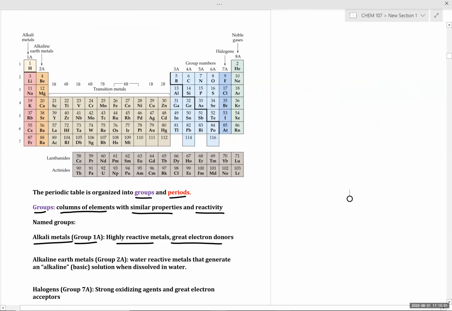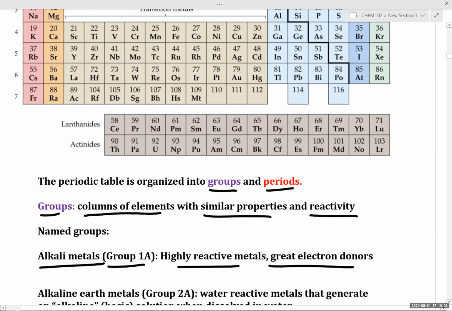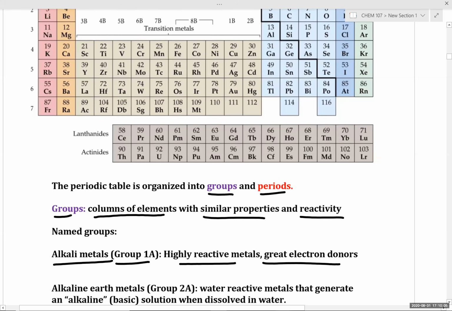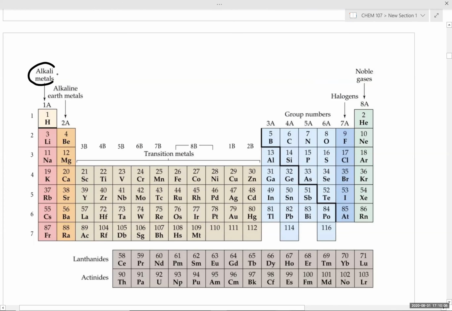So 1A elements, these are our alkali metals. So when you think 1A, I'd like you to think alkali metals.